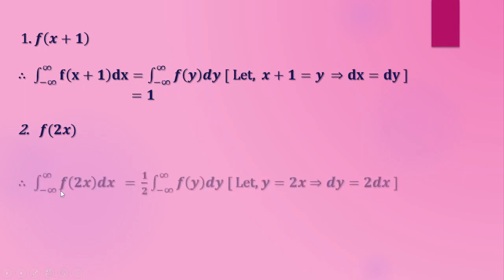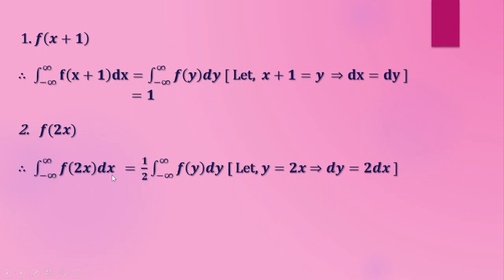The second option is f(2x). Here similarly we can check the integration over minus infinity to infinity of f(2x) dx. Now let us take y equal to 2x. Differentiating both sides, we get dy equal to 2 dx. The lower and upper limits of y will be the same. So we get half of the integration over minus infinity to infinity of f(y) dy, and this part should be 1 as we said previously. So we get half into 1, which is half, and it is not equal to 1. So the integration of f(2x) dx is not equal to 1, so we can say it is not a valid probability density function.